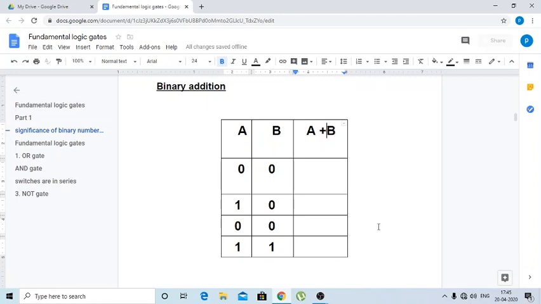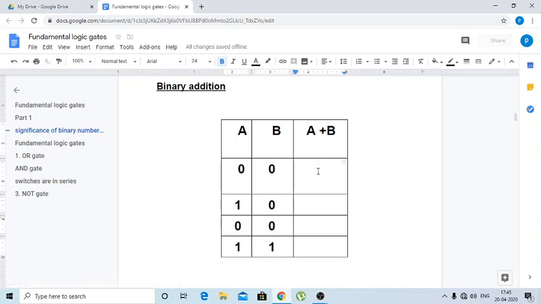So to understand the basic concept of logic gates, we need to recap binary addition and binary multiplication. Here we have a table of two binary bits which have four possible values, and this is the output of binary addition. If input and output values are entered in a table, this is called a truth table of binary addition.